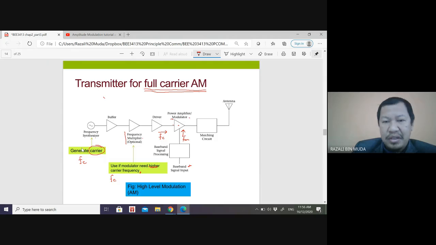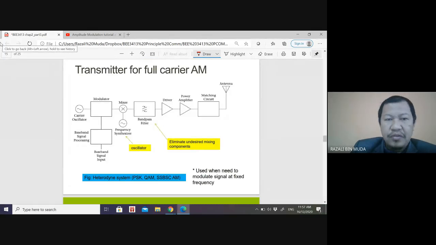So this is where the modulation process happens, where FC mixes or plus with the FM. So the baseband signal input goes through baseband signal processing before it goes into the modulator or power amplifier. Then the output from this modulator will go to the matching circuit and then be transmitted using the antenna. So this is a high level modulation which was already shown in the previous slide.